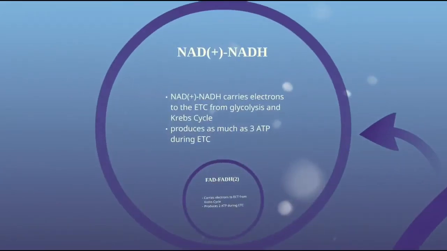First, we're going to start with NAD and NADH. NAD and NADH carry electrons to the ETC from glycolysis and Krebs cycle. NAD is oxidized and NADH is reduced. Each NADH produces as much as 3 ATP during ETC.